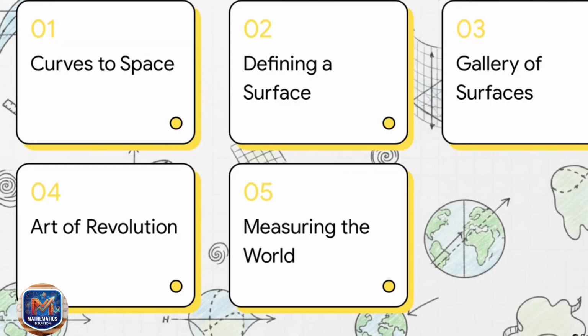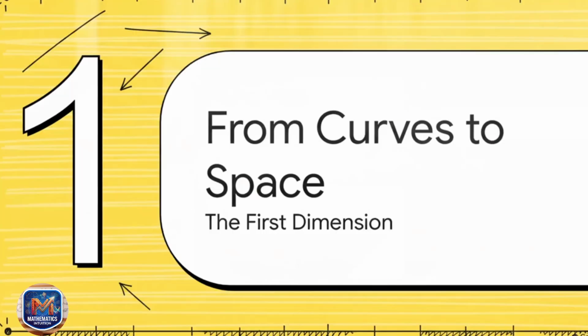I want you to keep that question right in the back of your mind because it's exactly where we're heading today. So, to figure that out, here is the roadmap for our explainer. First, from curves to space. Second, defining a surface. Third, a gallery of surfaces. Fourth, the art of revolution. And finally, measuring the mathematical world. Okay, let's dive right into part one.